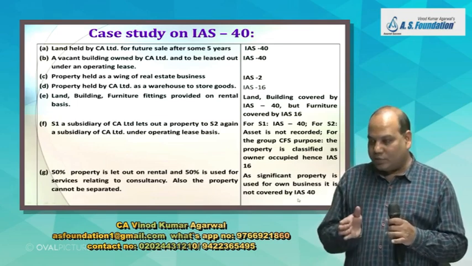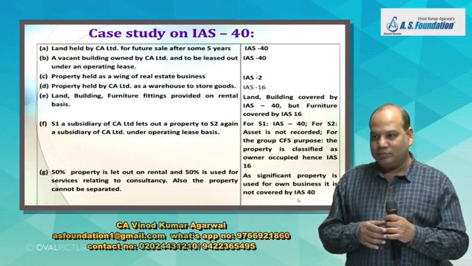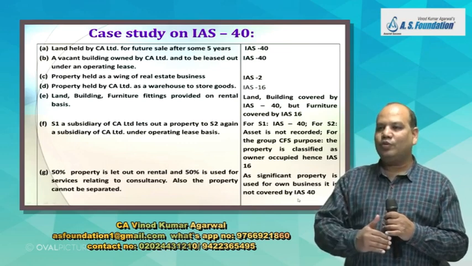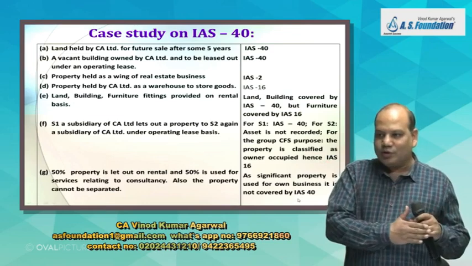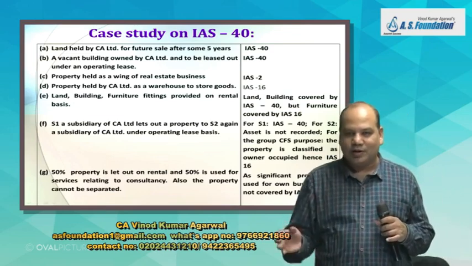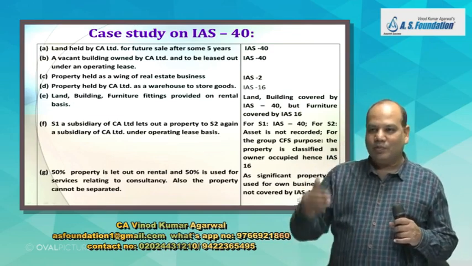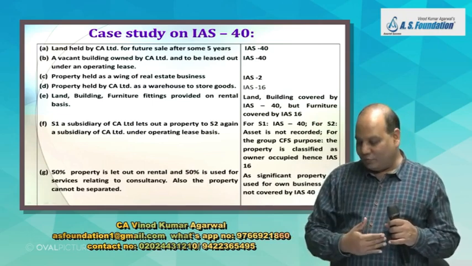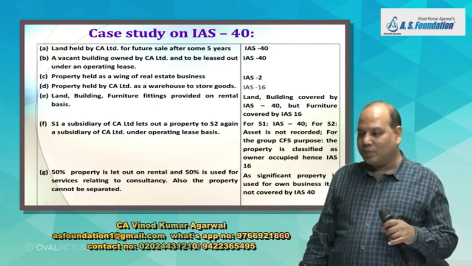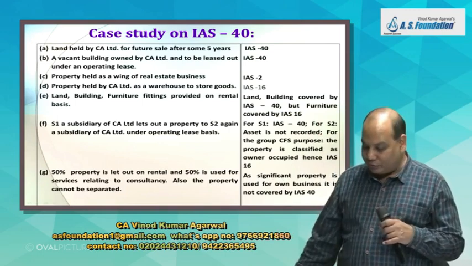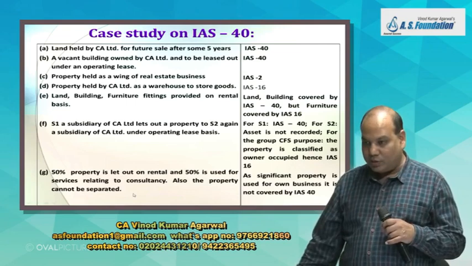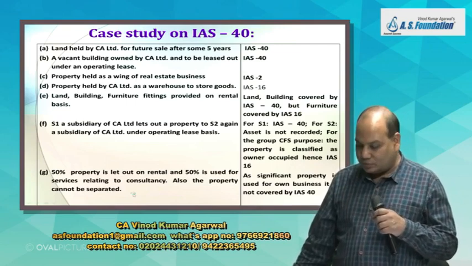Okay, so whenever it is a 50-50 kind of situation, half day used for own purpose, half day rental: IAS 16. 6 months used for own purpose, 6 months rental: IAS 16. Partition is created and half of it is used for own purpose and half is used for rental: IAS 16 will apply if the property cannot be separately sold out.